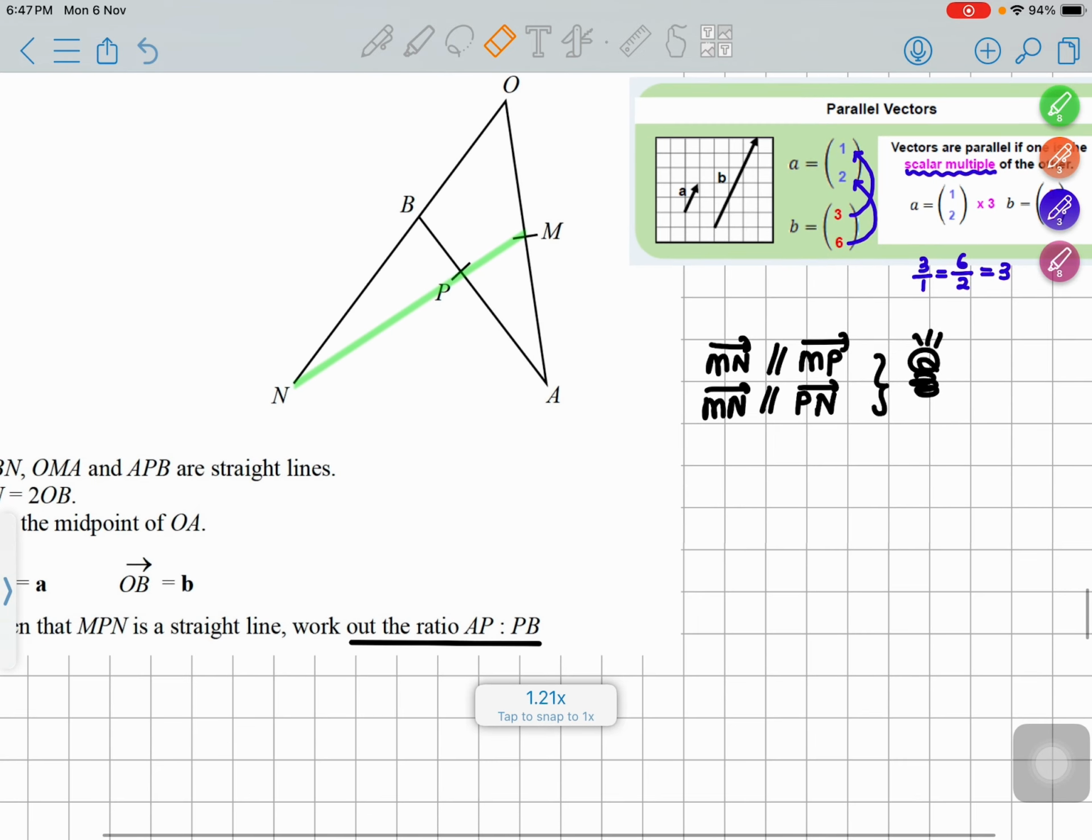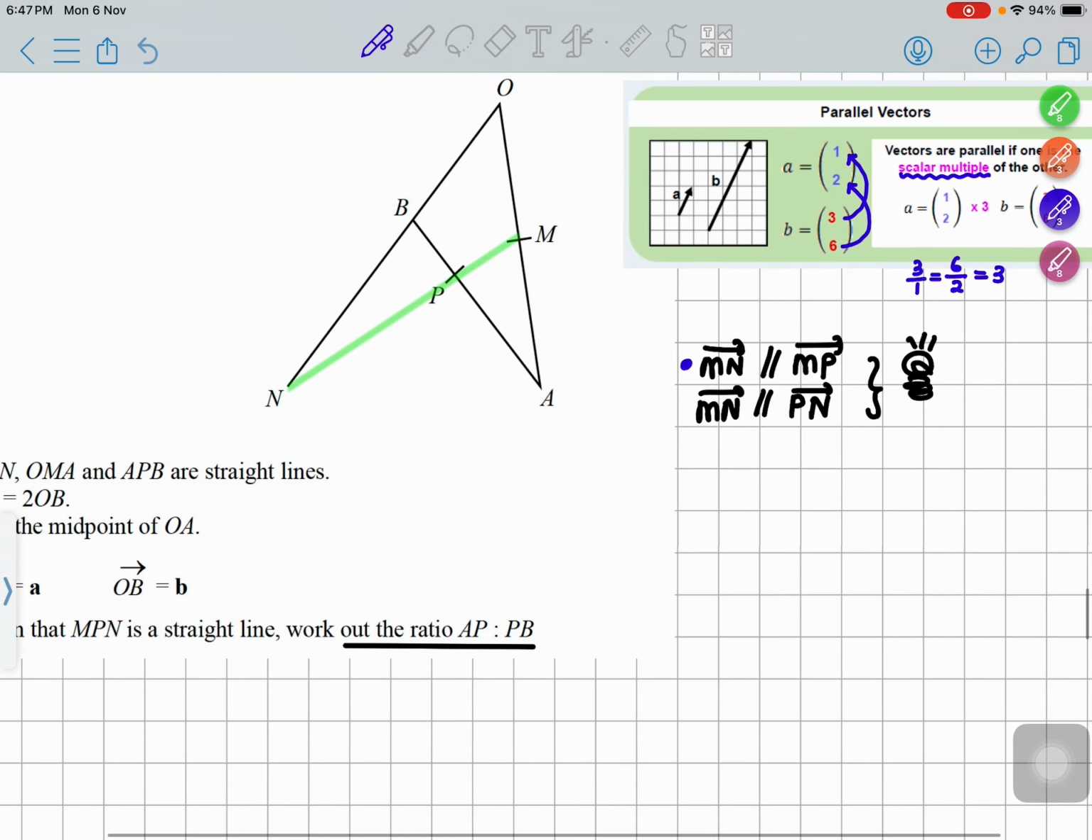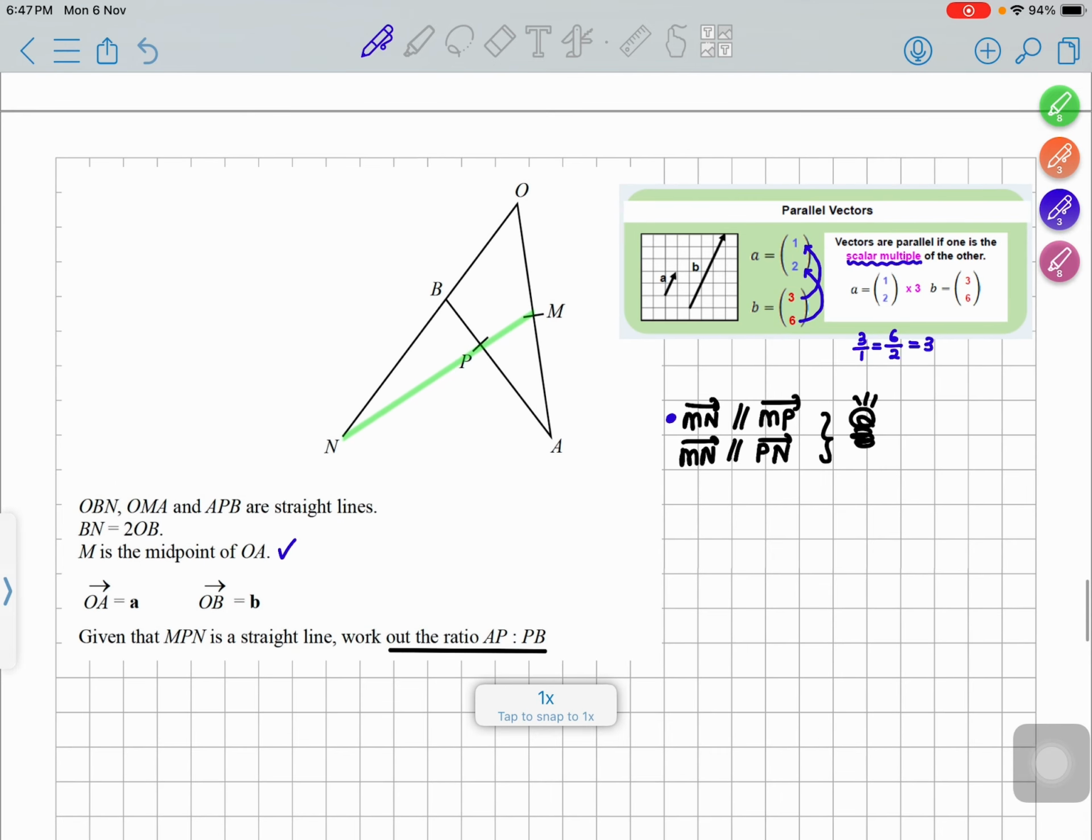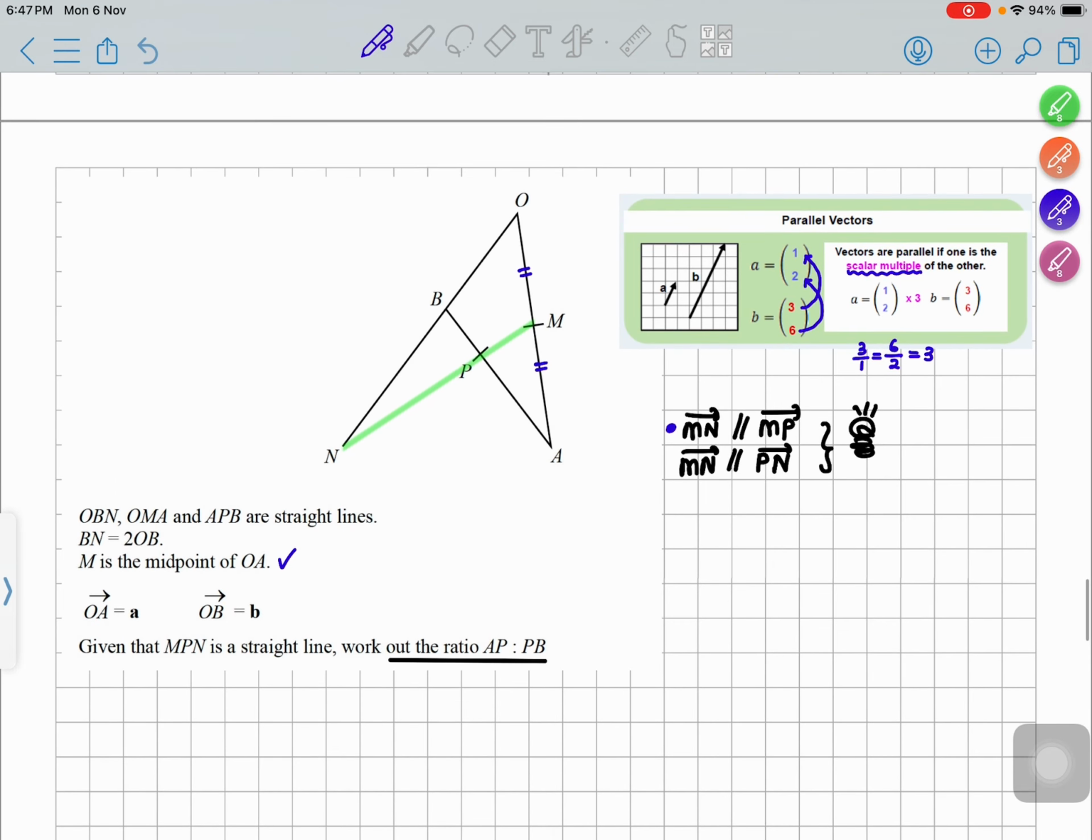Okay, now I already have my possible vectors to look for. What I am focusing on now is vector MN and vector MP. Why? You will see along the way. What information do I have from the question? They're telling me M is the midpoint of OA, so this part and this part are equal. And OA is equal to A. Therefore, this is going to be half A and this is also half A. Next, they are telling me BN is equal to 2 times OB. OB is given as vector B. Therefore, this is going to be 2B.